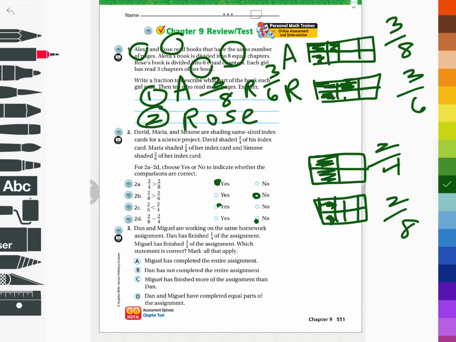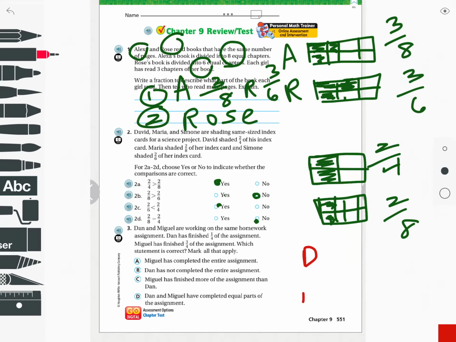And I'll change it to, let's see, red. So I'm going to draw Dan's homework assignment, and I'm going to draw Miguel's homework assignment. I'm going to draw the same size for both of them. Actually, I think I need to make it bigger so you can see it bigger. These are not the same size, so I have to erase Dan's. His homework has to be the same size because they're working on the same homework assignment.